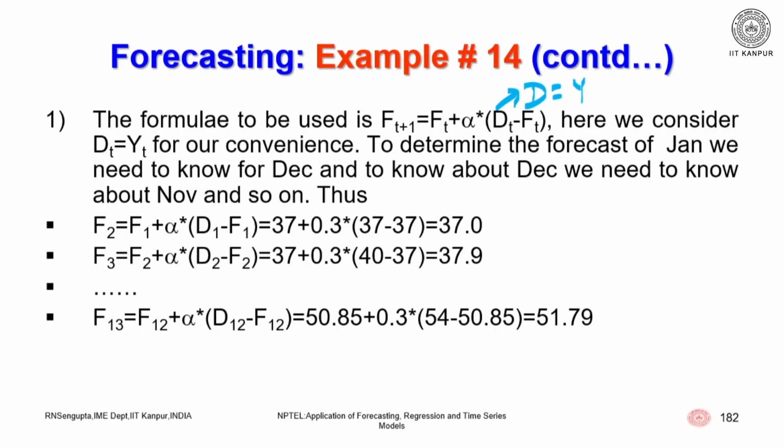So, we will do the following calculation. For the first one, which is F2, it is based on F1 and D1. Similarly, F3 depends on F2 and D2. If I continue, for the month of January 2025, which is the 13th month, the 13th month will depend on the 12th month's actual value and the 12th month's predicted value.